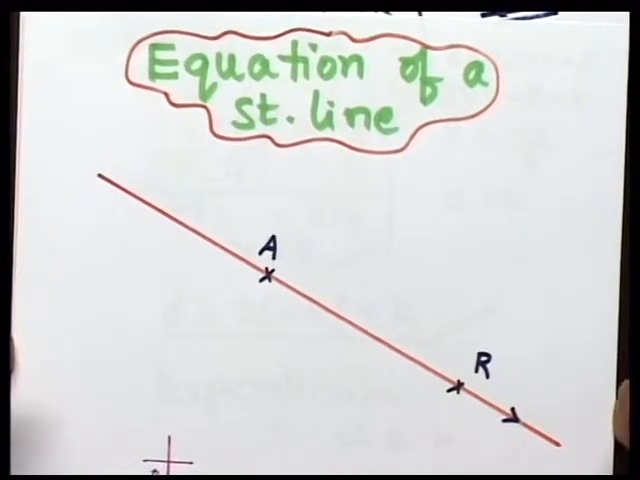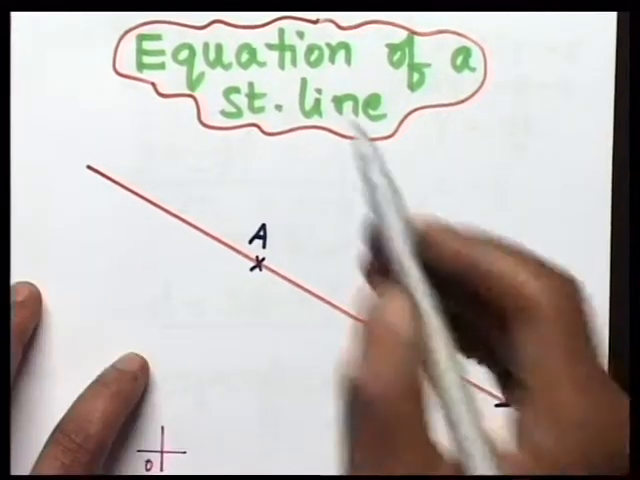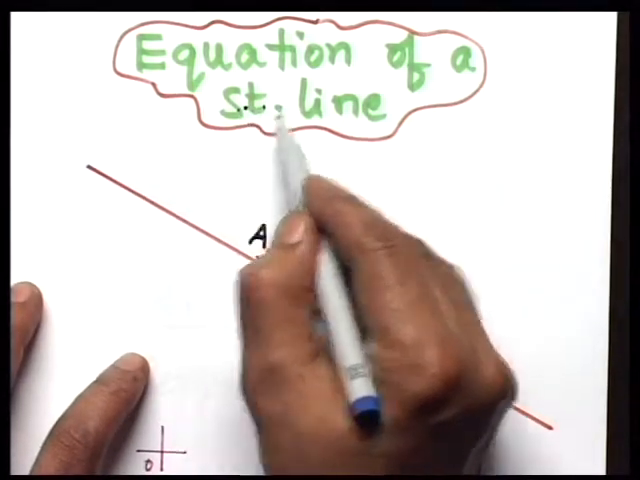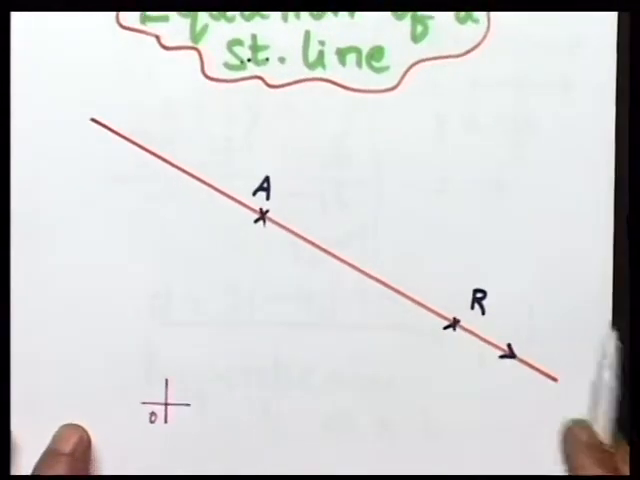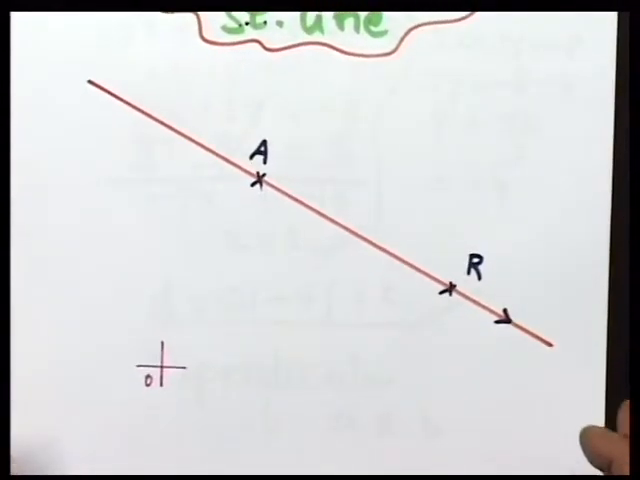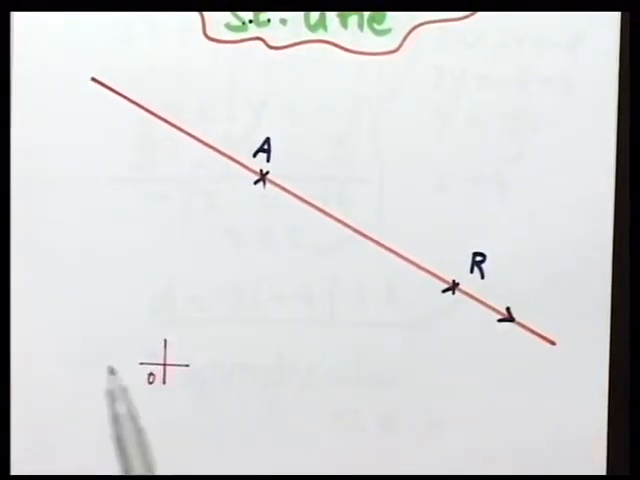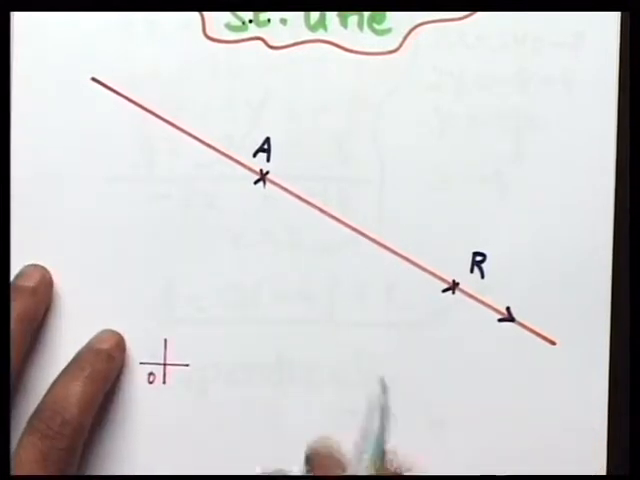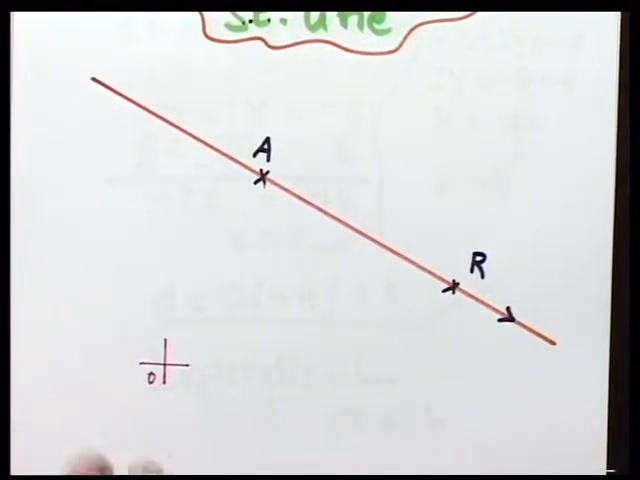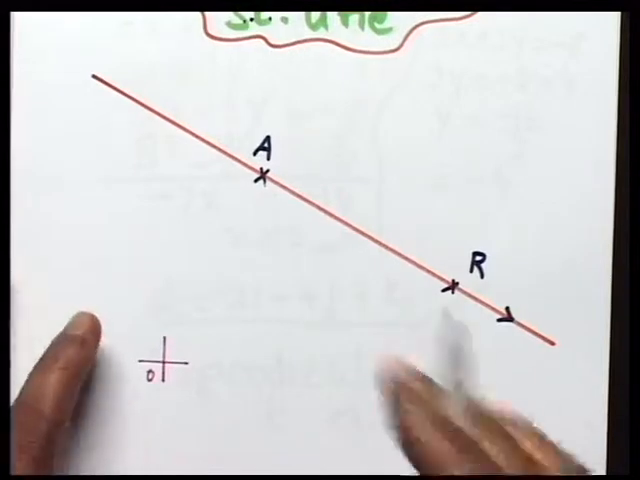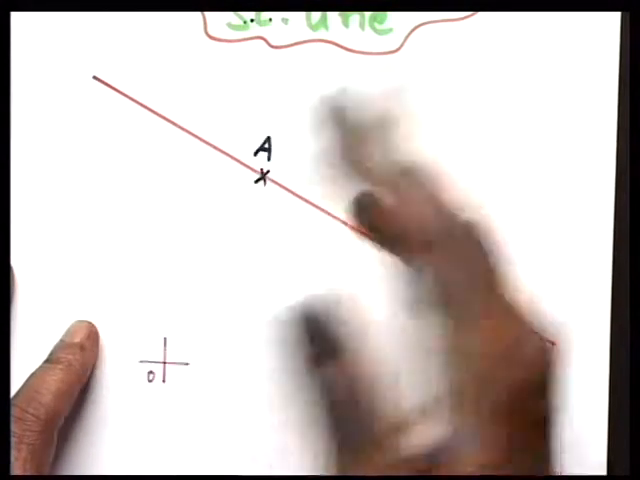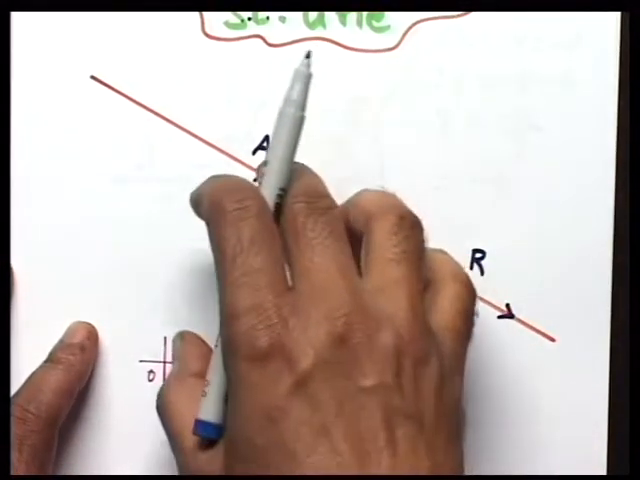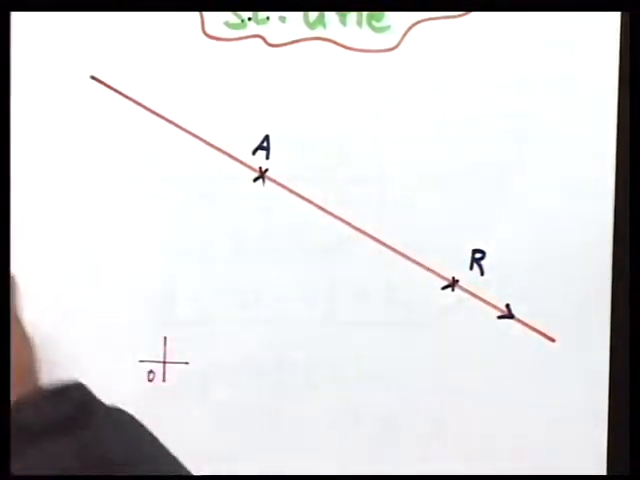Our aim is to find the equation of a straight line (ST means straight line) that's passing through a point, and we need to find a general form for the equation of a straight line. In normal C1, C2, we know that's y equals mx plus c, right? In the same way, we can find this as well.